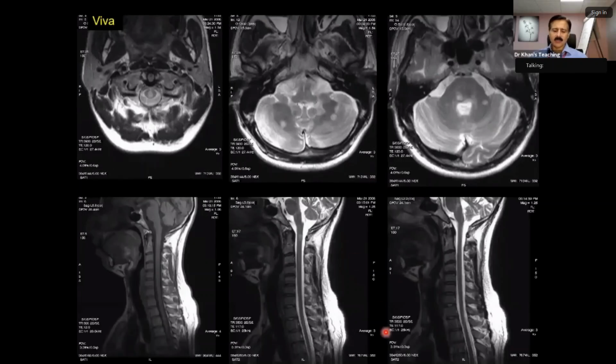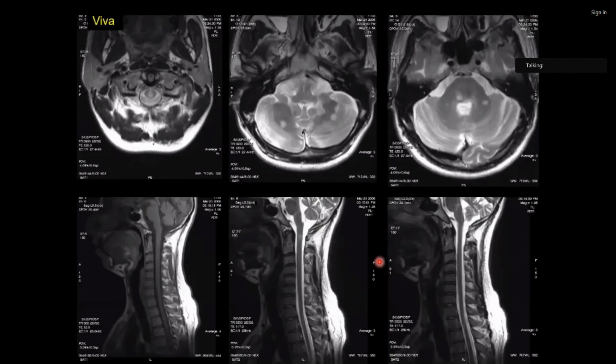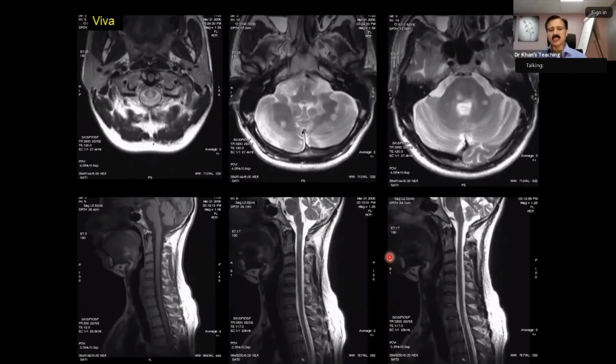Don't worry. So look at the cord. Anything abnormal in the cord? Yep, there's high signal at the level of C2 in the posterior aspect of the cord, and there's also lesions within the pons, so we could diagnose dissemination in space. Excellent. So this case of MS has got, and this can start.